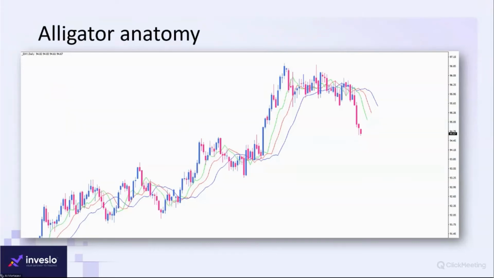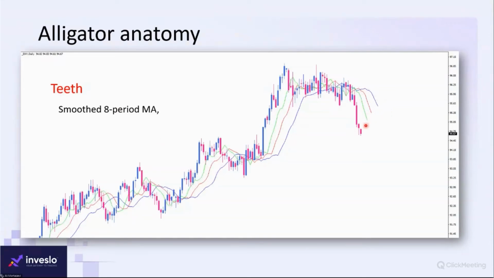And after lips, we have to go through the teeth, guys. Yeah, we all know that. And the teeth is the red line you see here in the middle at the end of the alligator. Let me just maybe switch on my laser pointer. Yes, you see here. Okay, what is this? This is a smoothed moving average of 8 periods and with a shift of 5 periods ahead into the future.